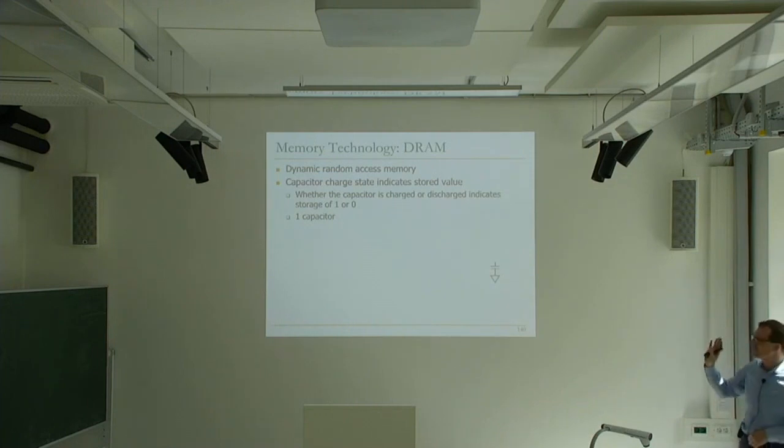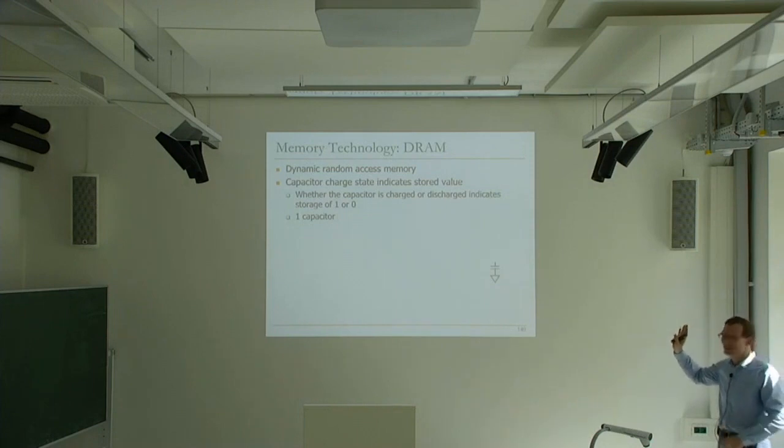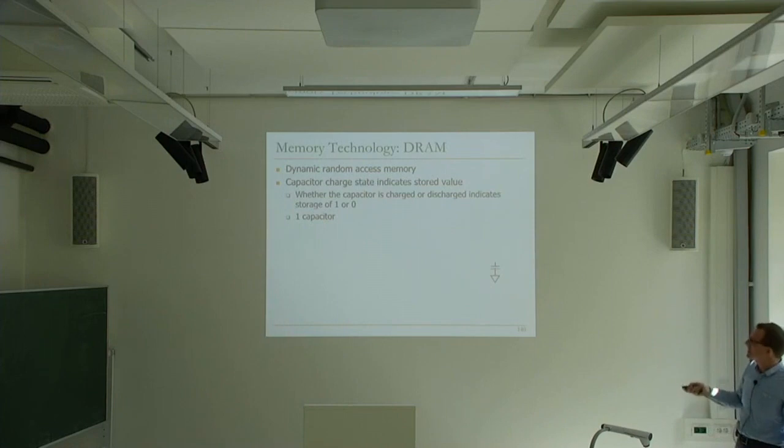Let's go through some of these technologies quickly. I guess everybody's familiar with DRAM, right? Yes? Okay. Even if not, we'll go through it quickly. Basically, this is dynamic random access memory. It stores charge in the capacitor, and the capacitor charge indicates the stored value. And whether the capacitor is charged or discharged indicates 1 or 0.